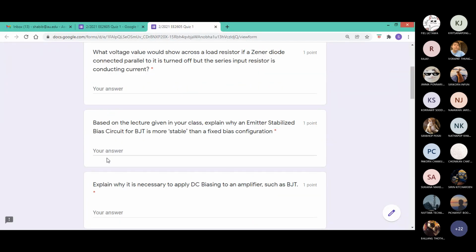Second question was why the emitter stabilized bias circuit is more stable than the fixed bias. And I'm afraid, I think almost 100%, you are giving me copy paste from somewhere, which I didn't even bother to look, because all your wording and even the full stops, commas are the same. And you are talking about stable base current, with the exception of maybe 2 students who gave the right answer.